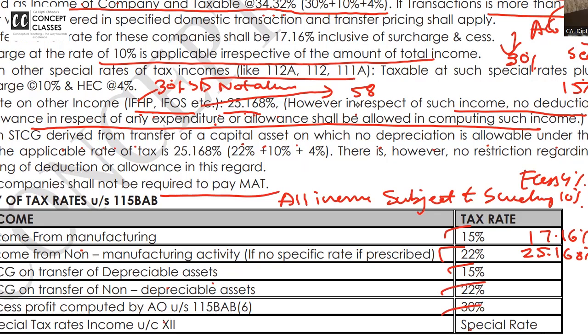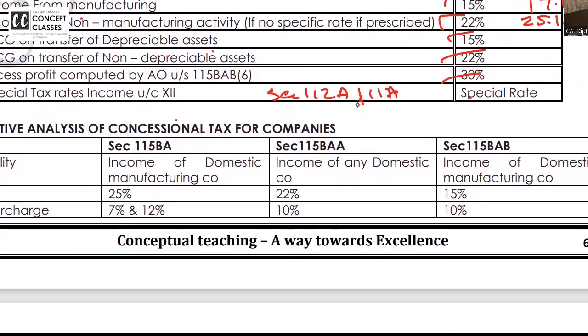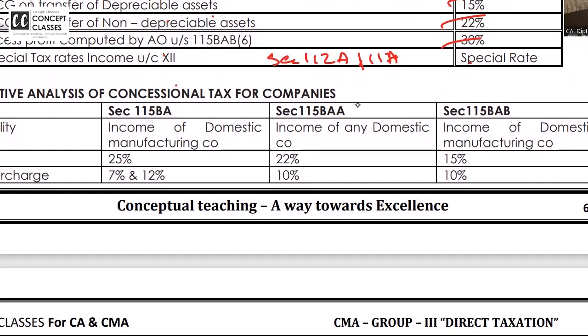Special income at special rate. Long term section 112A and 111A and all that. ये आपको already taught है. अलग से बता दिया. Comparative I have given. See, if it is a domestic manufacturing company, this is most important.